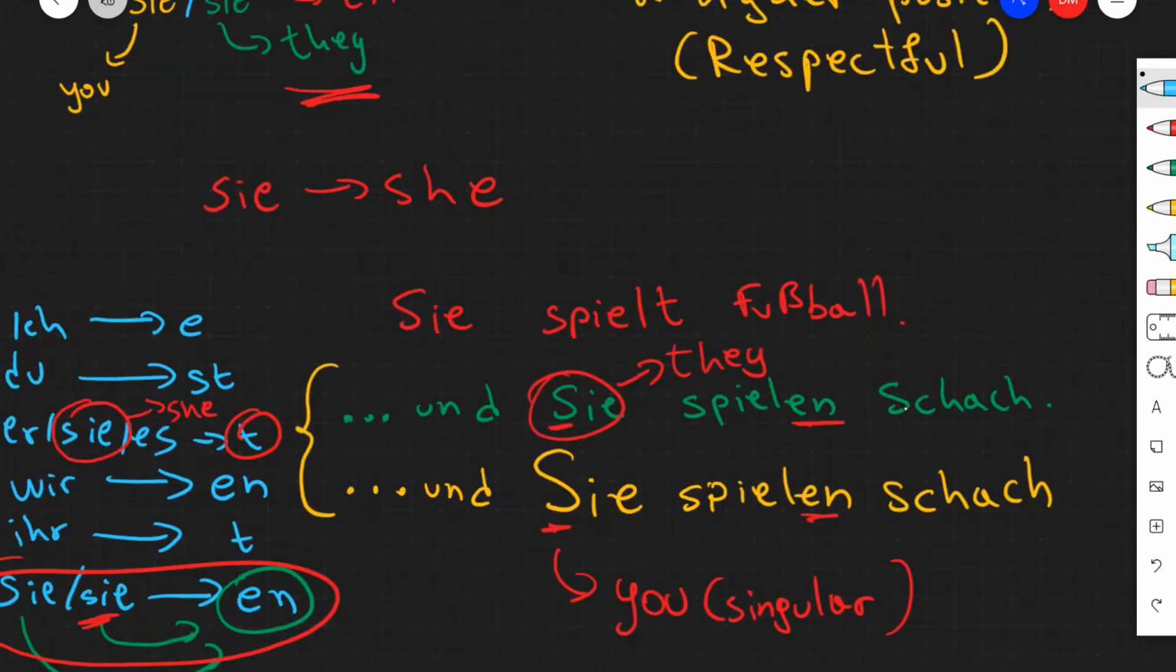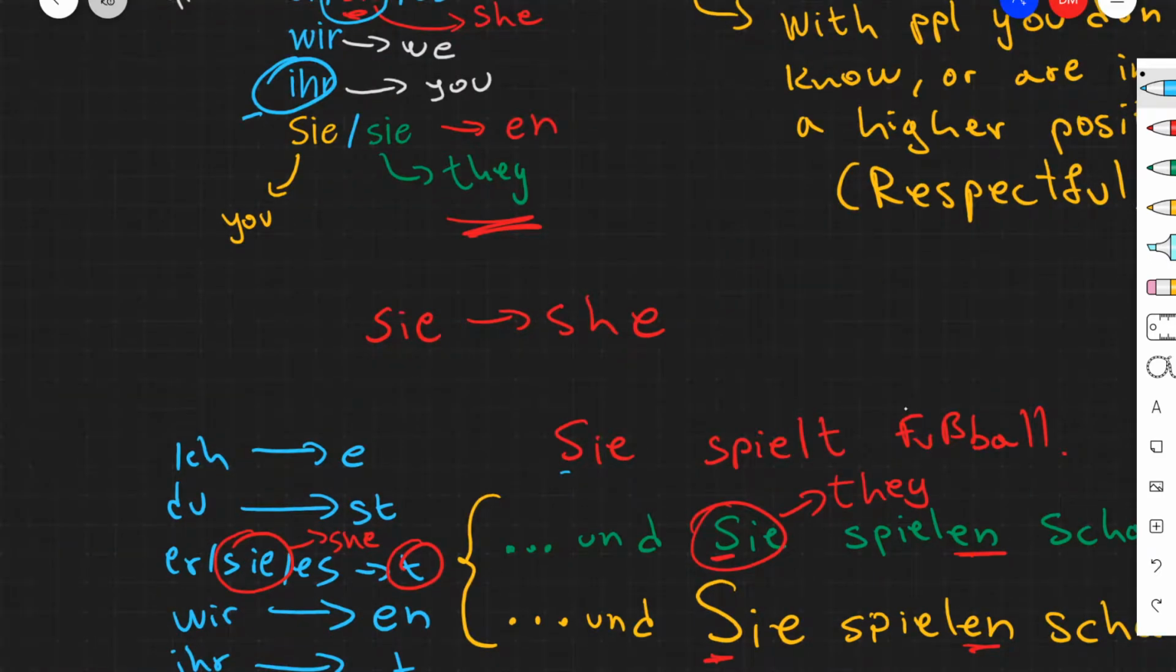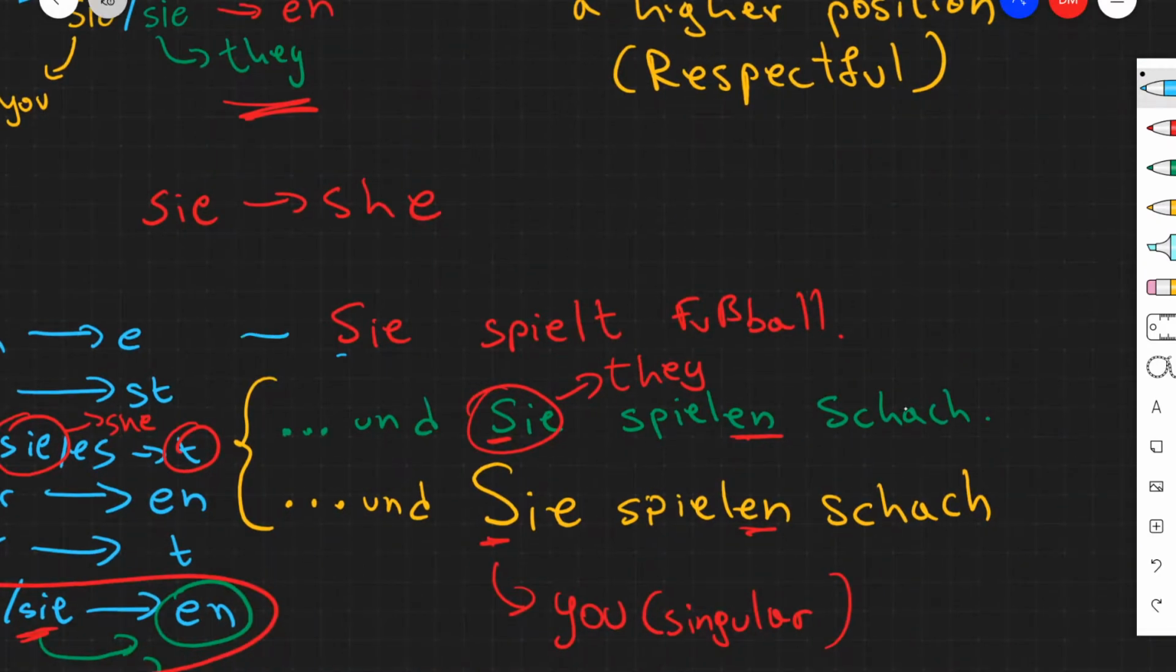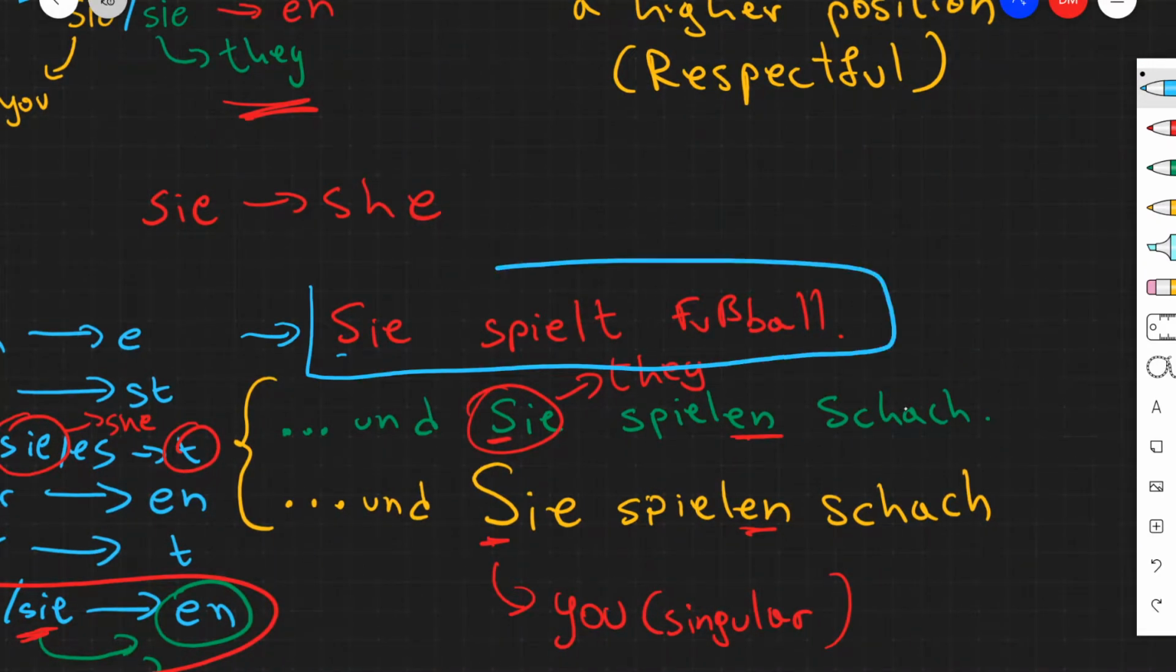Here we have, I totally forgot that we wrote it down here. So, Sie spielt Fußball. Do you notice that the S is uppercase? We just spoke about it, that the S should be lowercase for she. But don't forget that this is the beginning of the sentence. Therefore, the first word always gets capitalized. So don't let this S fool you. You have to check the verb and its ending. And this tells you if it is a she or a they or you.